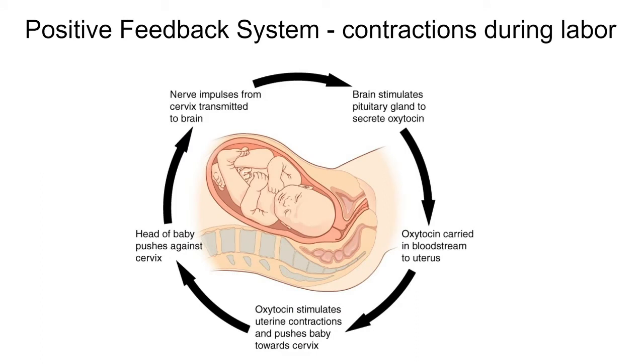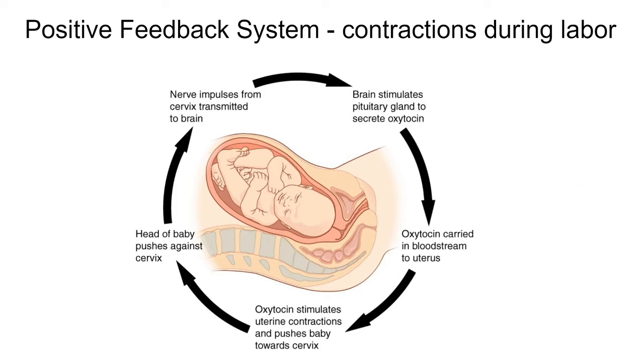Now, there are very few examples of positive feedback systems in the human body because normally our bodies want to maintain that homeostasis. It wants to stay in balance. But an example of a positive feedback system or loop would be contractions during labor. They start off very weak and then they just keep getting stronger and stronger.